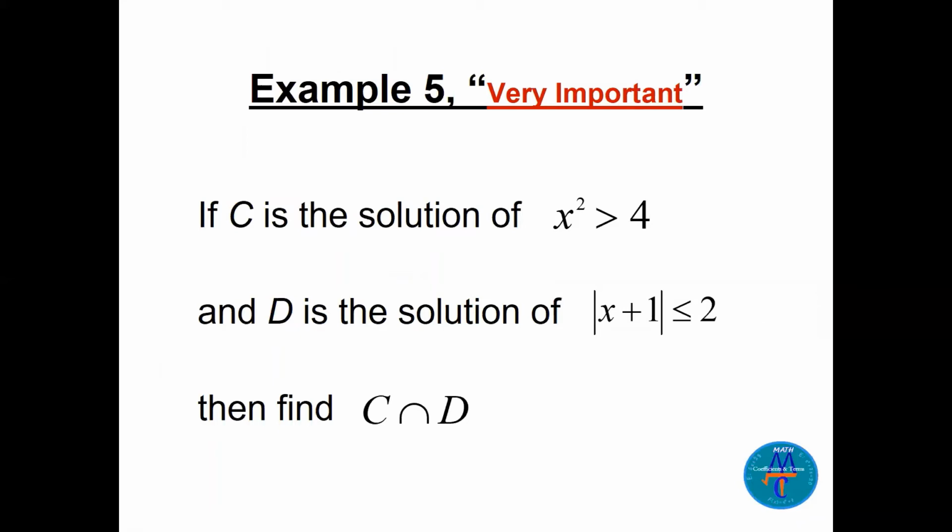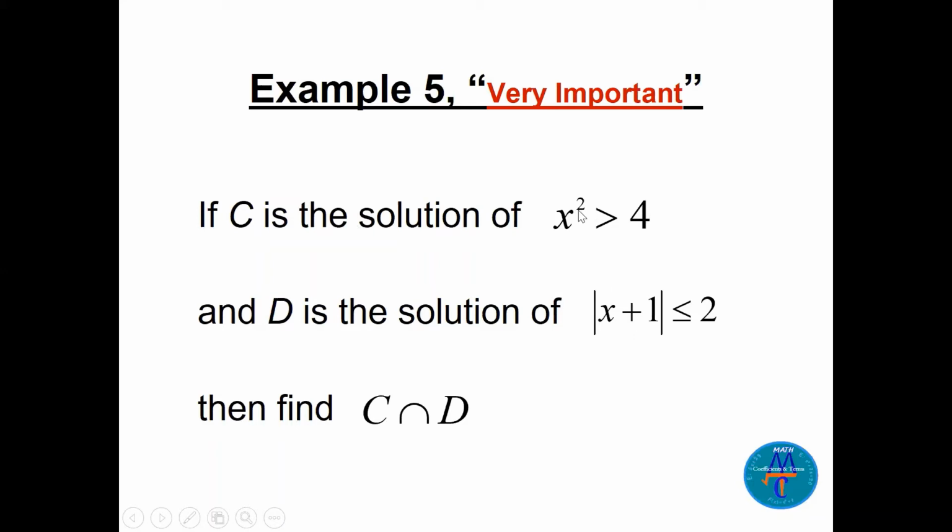Let's see why it's important. If capital C is the solution of x squared greater than 4, and D is the solution of absolute value x plus 1 less than or equal to 2, find C intersection D. So what is the idea here? Is that clear? We need to solve number 1, that's the C. We need to solve number 2, the D, and find the intersection.